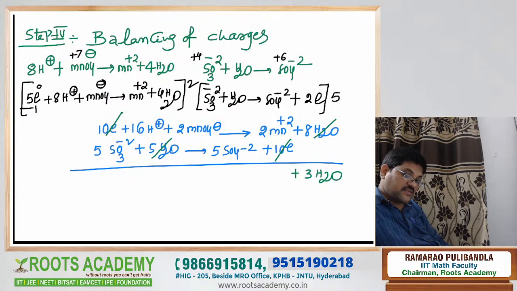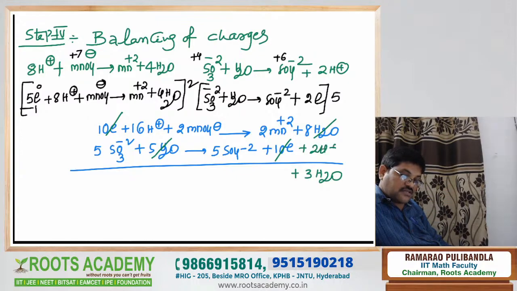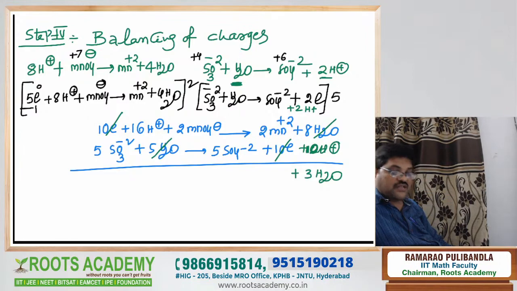Yes, here H plus ions are missing. The 2H plus I am writing. Yes, that is your doubt. Yes, you write here 2H plus ions, because here 2 hydrogens are there. That's why here you write plus 2H plus ions. That means 2H plus ions you write, it becomes what? 10H plus ions are there here, because 5 2s are 10.